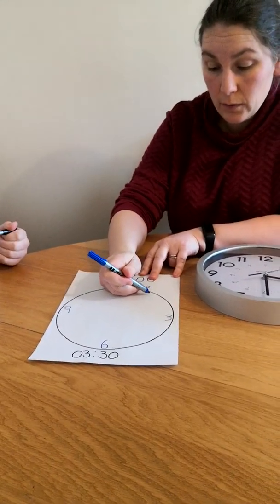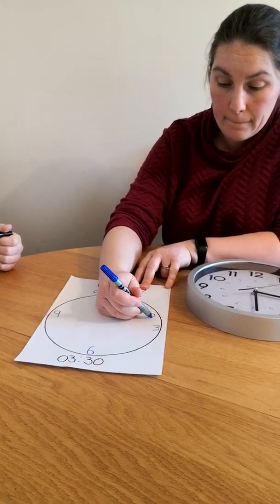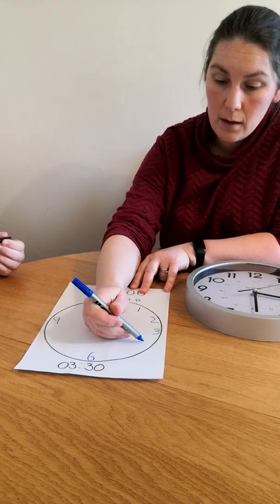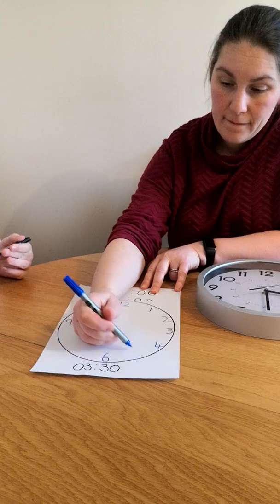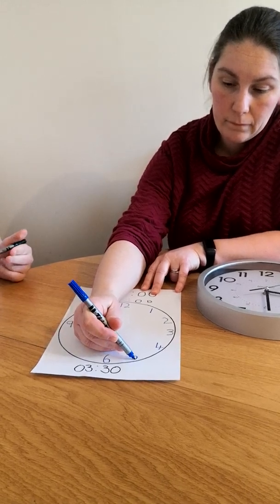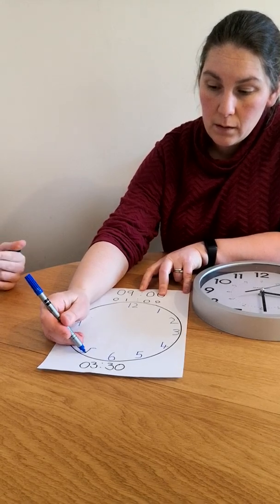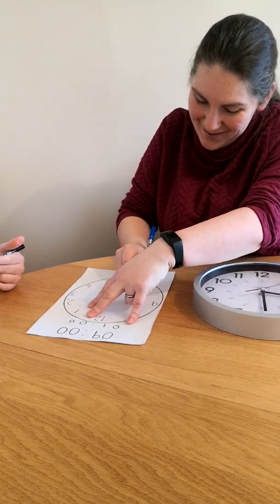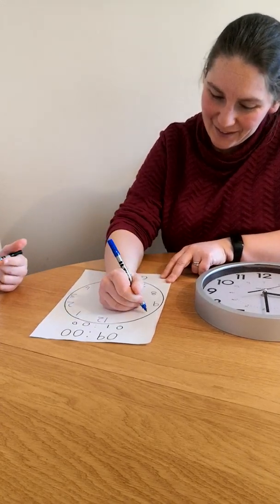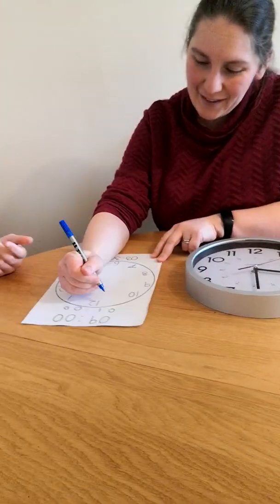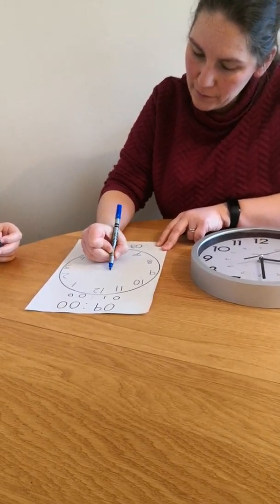So the first number is 1. We'll try and put them in evenly. 1, 2, 3, 4, 5, 6. Oh, that's actually done. 7, 8, can't do it upside down. 9, 10, and 11. And I'm going to put a little dot in the middle where our hands are going to join up.